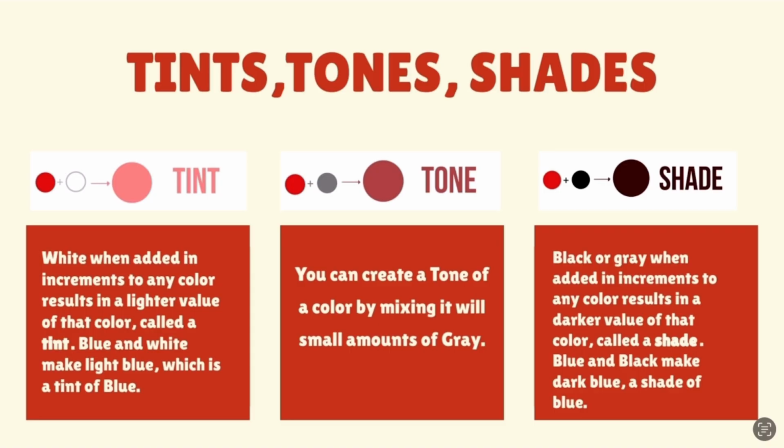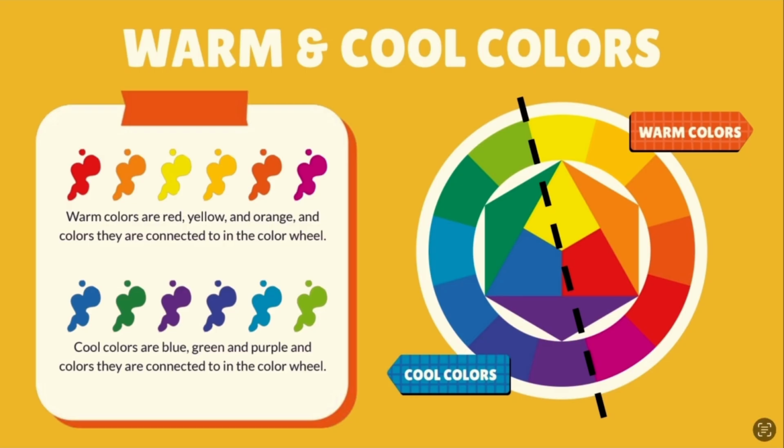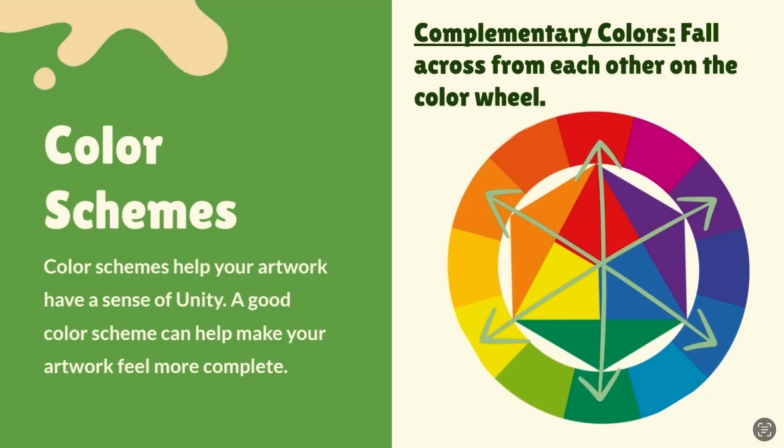Now, Morgan's going to explain warm, and Annie will explain warm and cool. Alright, so warm colors are red, yellow, and orange, and the colors are connected in the color wheel. And the cool colors are blue, green, and purple, and the colors are connected in the color wheel.